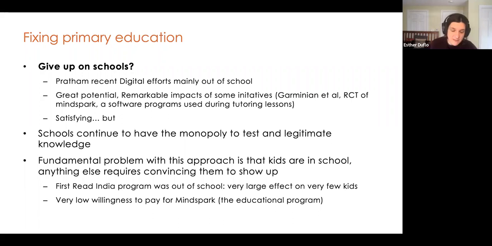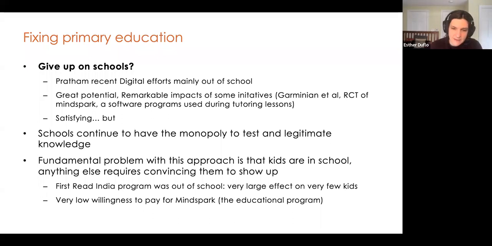So the first Read India program, not the Balsakhi program that was tested in Gujarat, but the second one in rural areas, was tested out of school. So kids had to come to special camps out of school for a couple of hours a day. And there were absolutely spectacular effects on very few kids. So the average effect for the community was very positive, but it was driven by the fact that the kids who went really benefited from it. So you think that's kind of a bit of a waste, where you have 100% of the kids in school. You would like to find something that works for them.